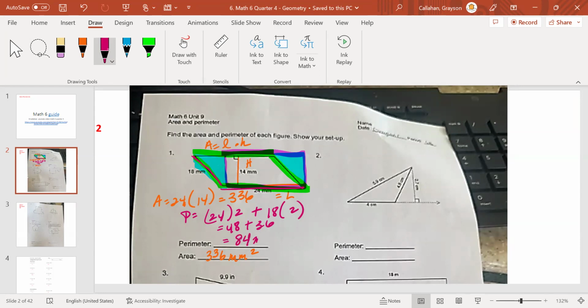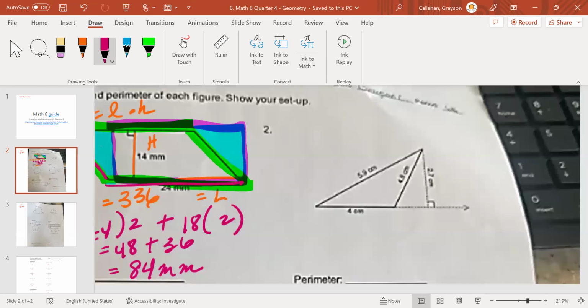Are you sure? No, you have a calculator. Don't tell me that you're not sure. Okay, there's no square, just millimeter, okay?